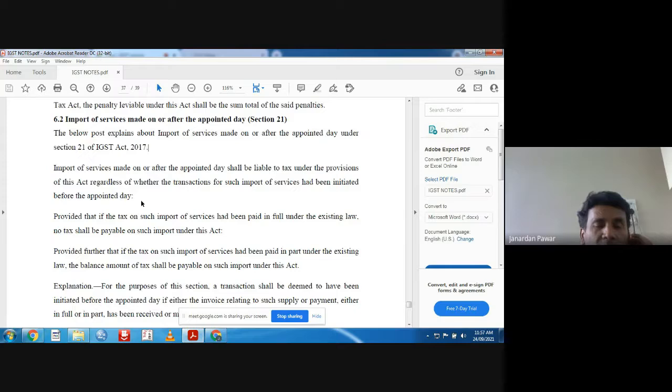So in section 21, what have we studied? We have studied what sort of provisions there are if the import of services is made on or after the appointed day. There are two provisions. First of all, whatever import the registered person has made on or after the appointed day is liable for tax. Then, if the amount of tax is liable, there are two provisions. If he has paid the full amount of tax according to the existing law, then there is no need to pay the tax on that kind of import. If the amount is not fully paid and something is in balance, then whatever amount of tax is in balance will be paid on that particular import. So this is for import of services made on or after the appointed day under section 21.